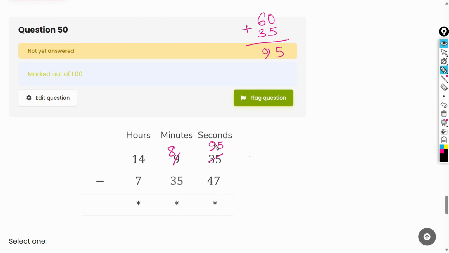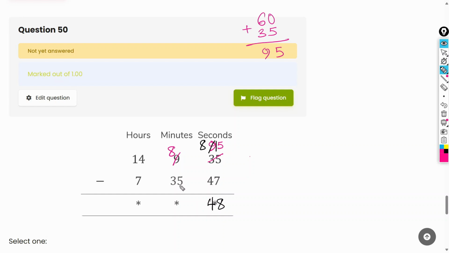5 minus 7 wouldn't go, so we borrow 1 from 9. We are left with 8. Put that here, comes 15. 15 minus 7 is 8, and then 8 minus 4 is 4. So that's 48 seconds. Now, minutes.